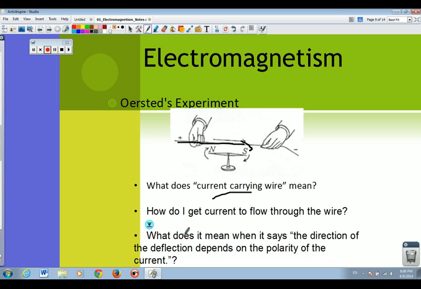And then we talk about what it means when you say the direction of deflection. That means this compass. How is this compass going to deflect, how is it going to move, depending on the polarity of the current? Which way are things going? If that's positive and that's negative, that means your current's going that way. I'm going to start to put together a lot of different pieces here, so I hope we can keep it straightforward.